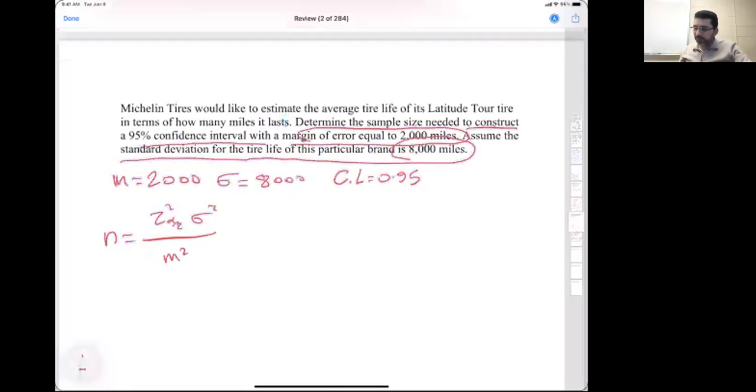divided by m squared. We have m, yes. We have sigma, yes. We have z, no. We need z. As you know, z for confidence level 95% is equal to 1.96.